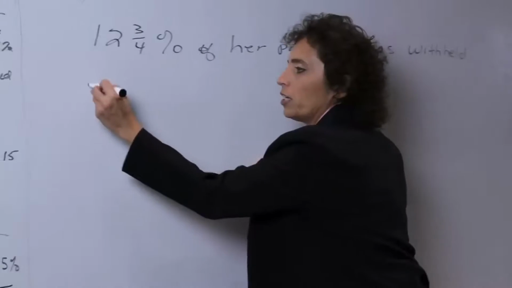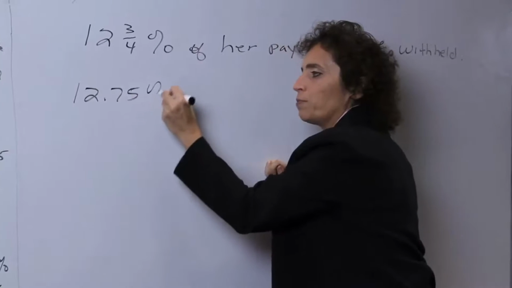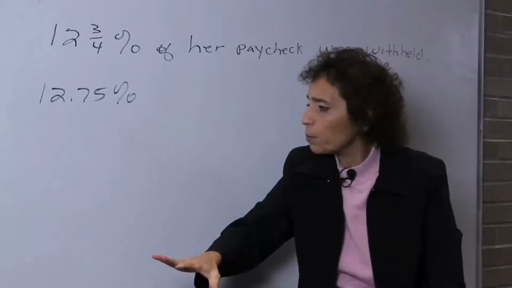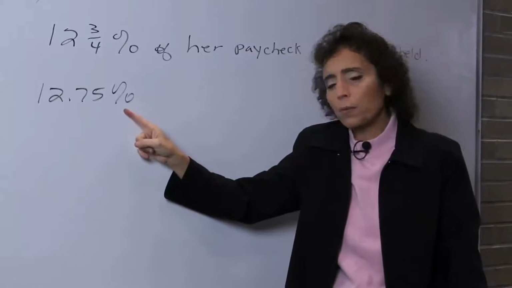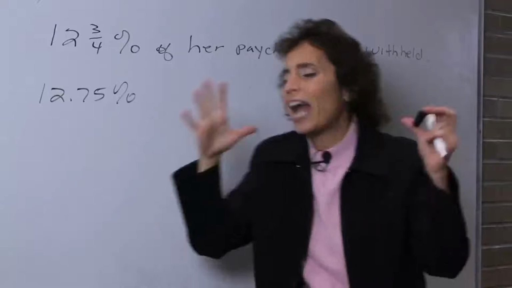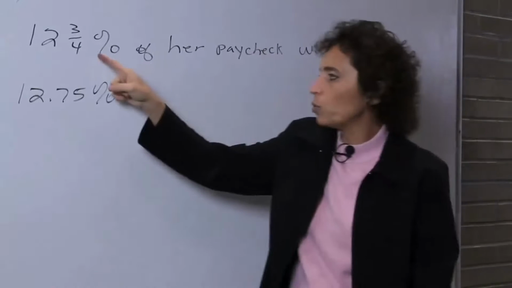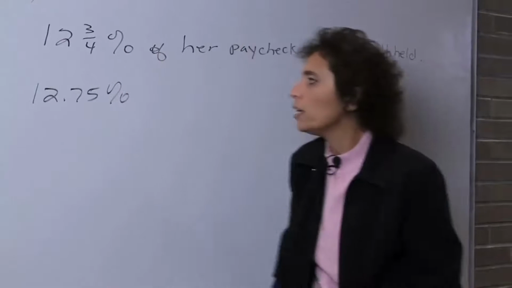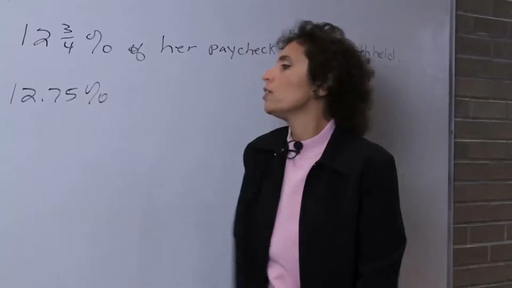So that means this is 12.75%. It's still a percent. We did nothing to stop it from being a percent. Remember, to change something from a percent, we have to divide it by 100. We have not done that yet. All we did was take 3/4 and rename it 0.75. We just wrote it in a different way. Instead of a fraction, we wrote it as a decimal.